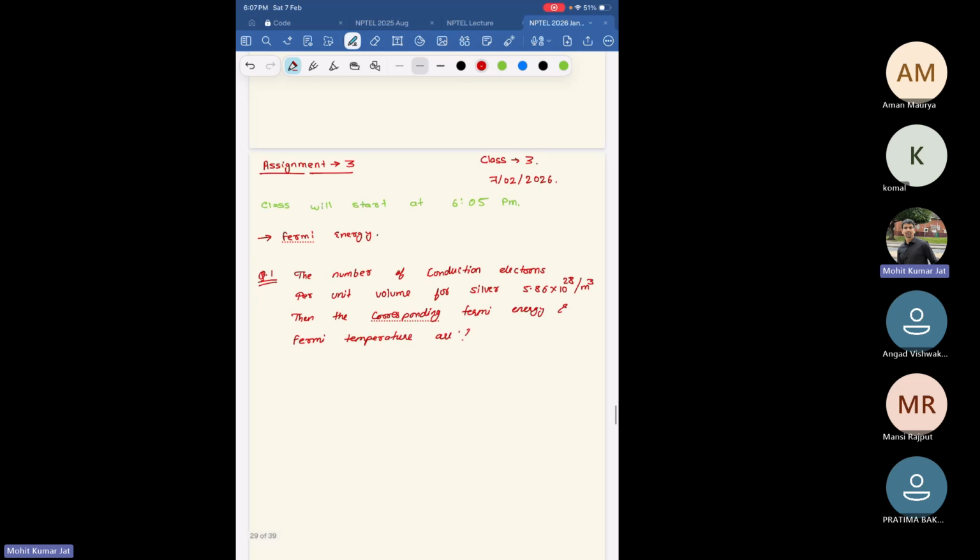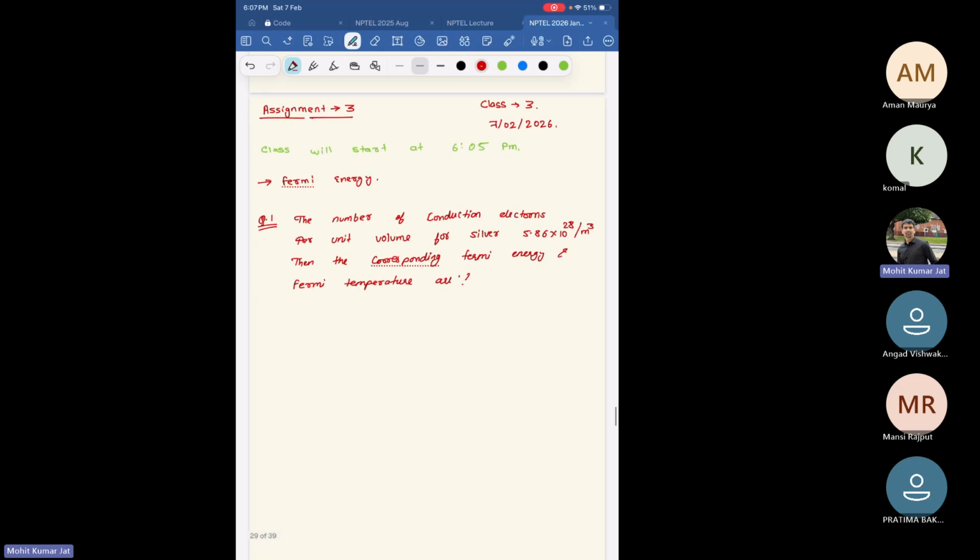So we have to evaluate two things. One is the Fermi energy, and the other thing is the Fermi temperature. And the given parameter is the carrier density, which is 5.86 into 10 power 28 per meter cube. Important thing to note is that in metals, this number is 10 to the power 28. So you have enough electrons per unit volume that can do the conduction in the system, and that's why metals are good conductors.